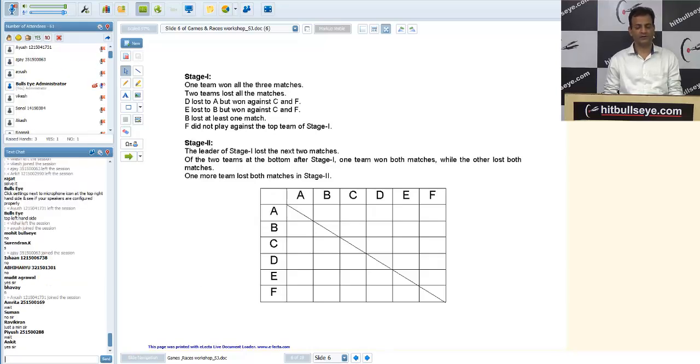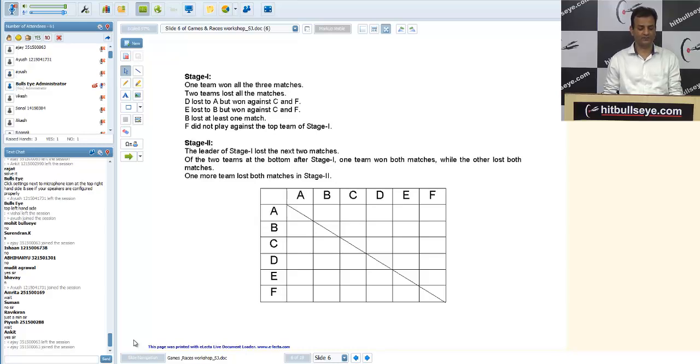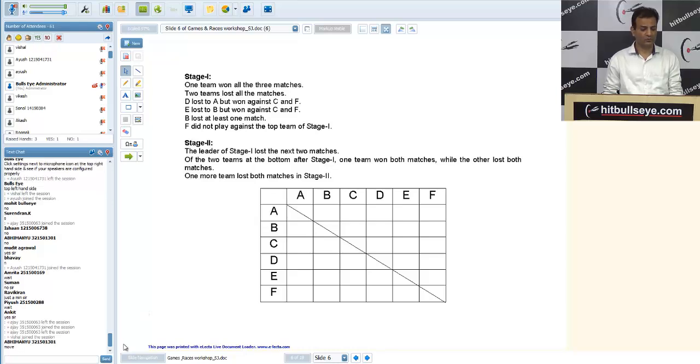One team won all the 3 matches, 2 teams lost all the matches. D lost to A but won against C and F. E lost to B but won against C and F. B lost at least one match. F did not play against the top team of stage 1. This is the data of stage 1 and then stage 2. Now should I show you the question, students? Tell me fast.